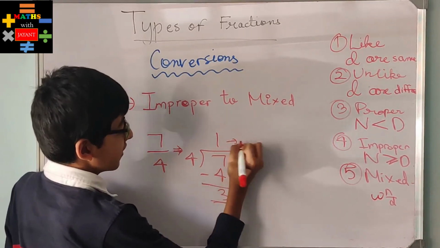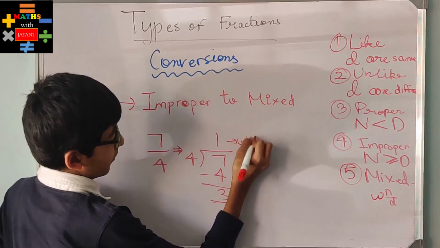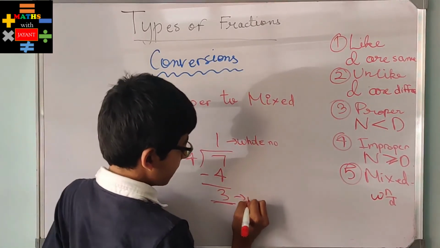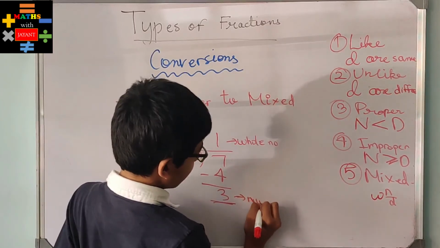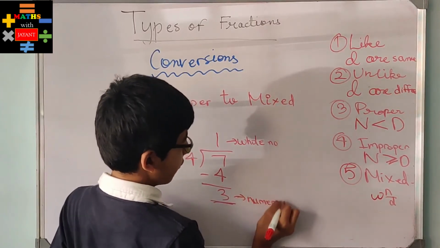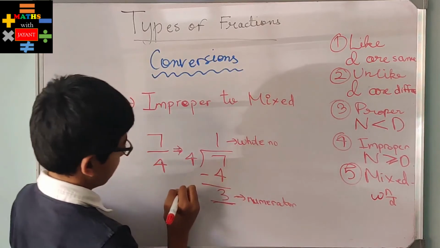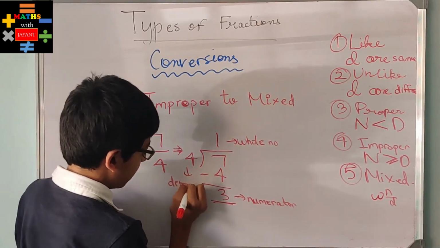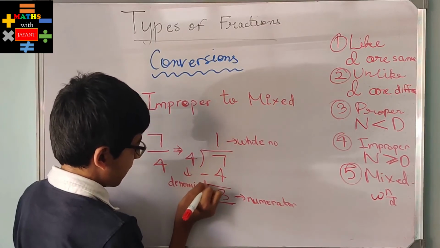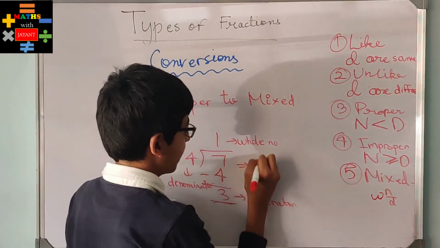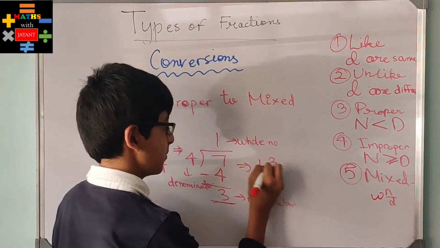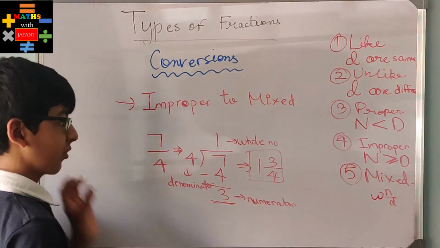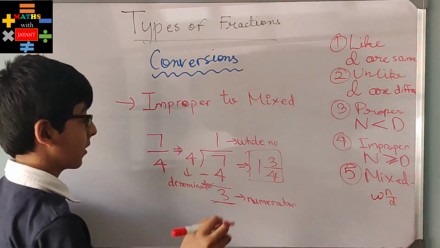So the quotient that we get is going to be the whole number part. The remainder that we get is going to be the numerator of the fraction. So this is going to be the numerator of the fraction, and this is going to be the denominator. So like this we get 1 as a whole number and 3 by 4. So the corresponding mixed fraction for 7 by 4 is 1 3 by 4.